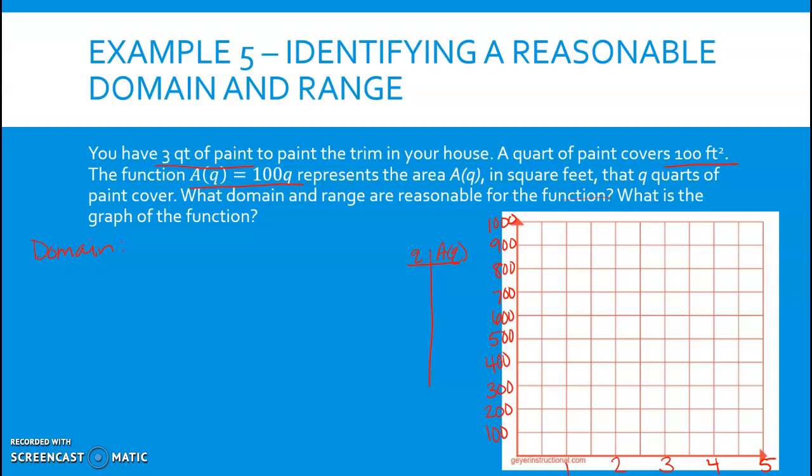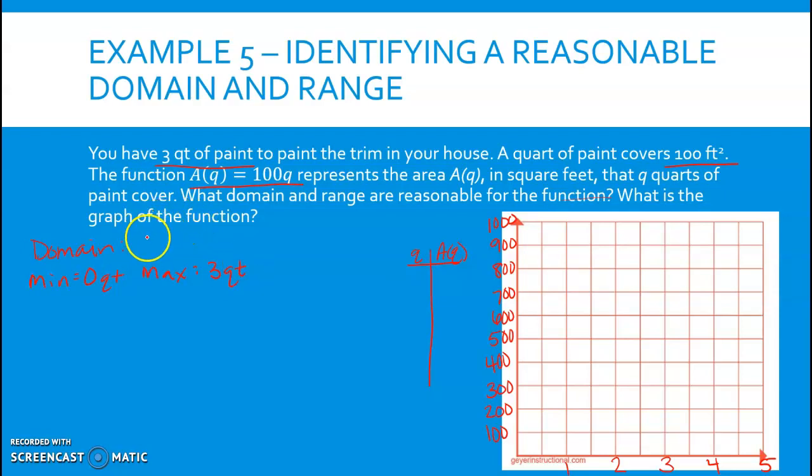So when it comes to our domain, those are our x values. What is the smallest x value we can have when it comes to painting? Well, we can't do negative, right? So the smallest value, our minimum value, would be 0 quarts, right? And then we've got to see if we have a max value, and we only have 3 quarts of paint. So if I only have 3 quarts of paint, my max value is going to be 3 quarts.